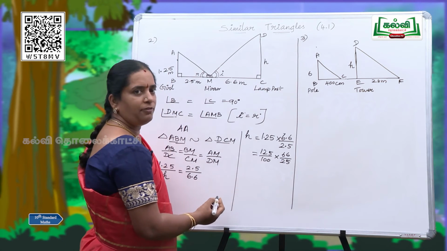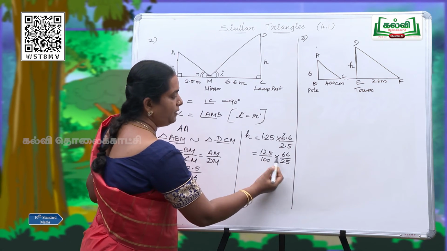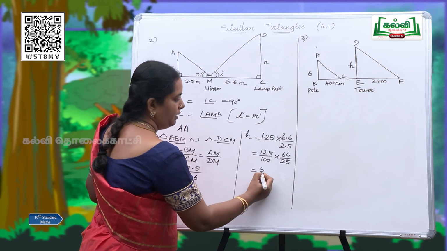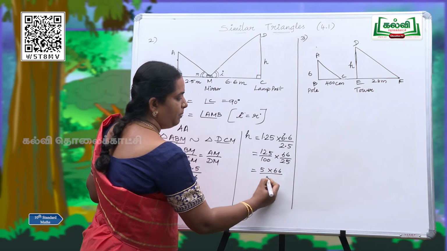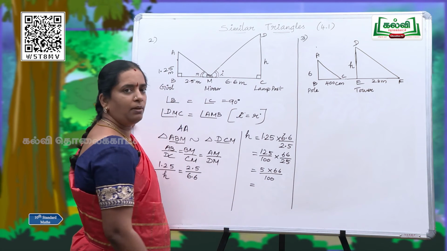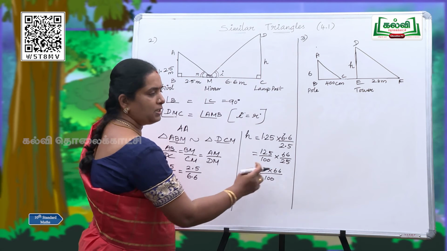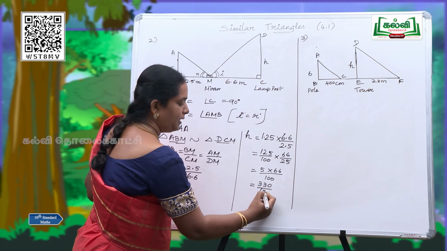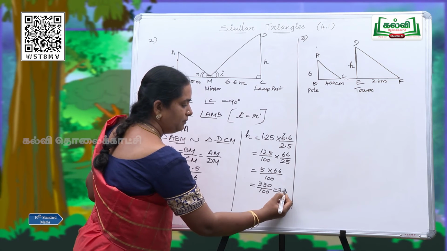So this becomes easier for you to cancel. You know that 5 times 25 is 125. So here 5 into 66 by 100. Keep the denominator 100 as such. Multiply these two, we get 330. 330 by 100, which means 3.3.